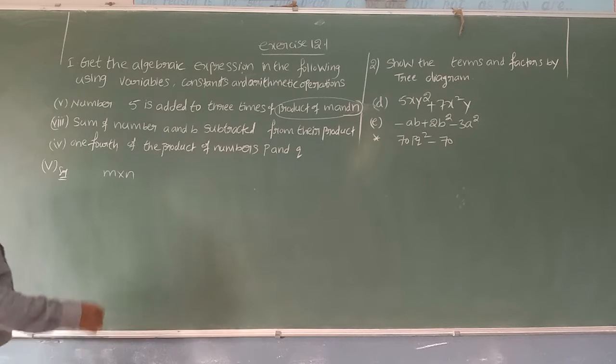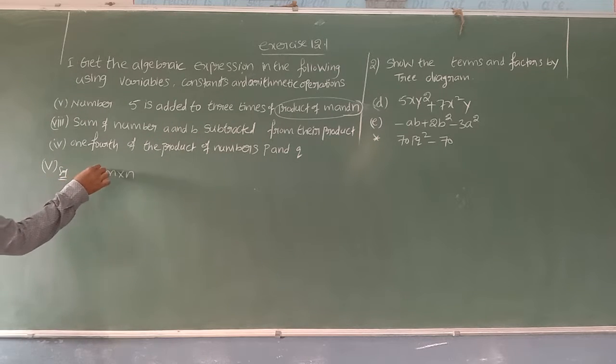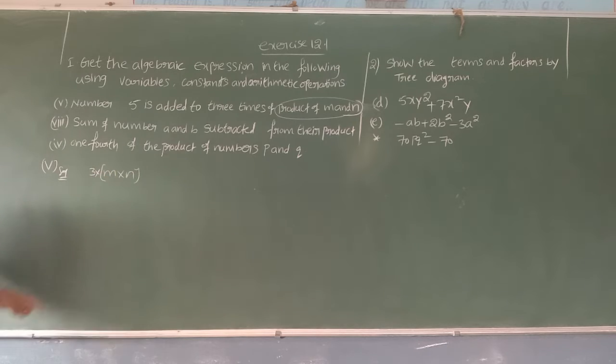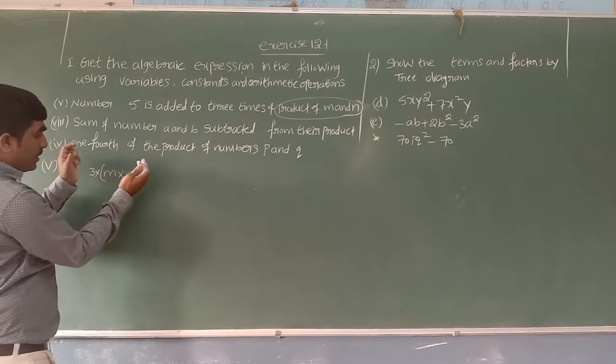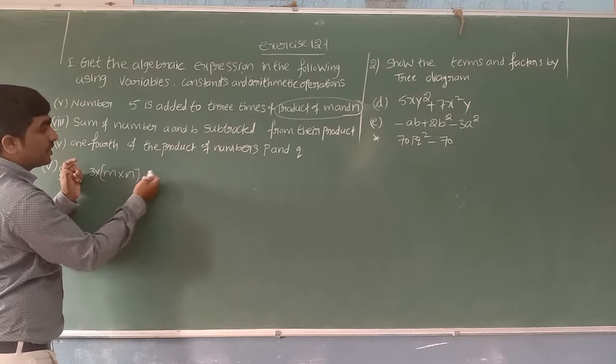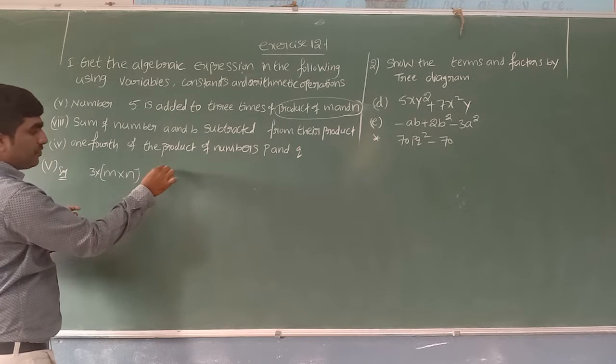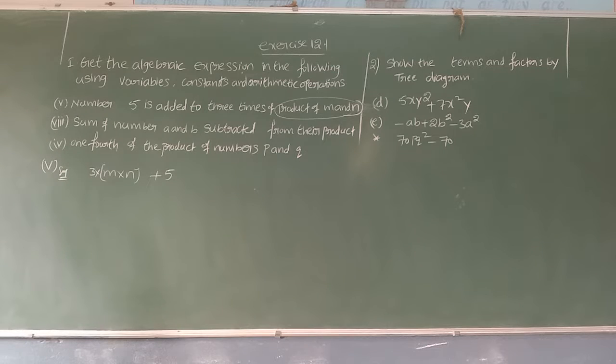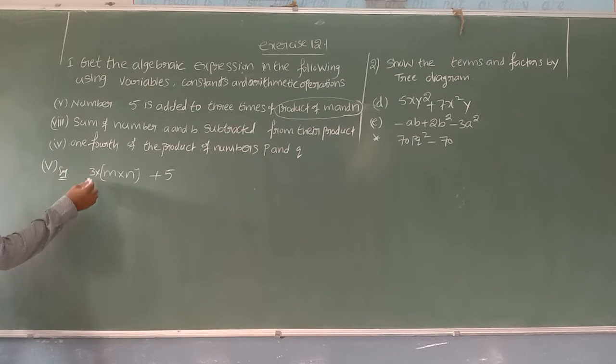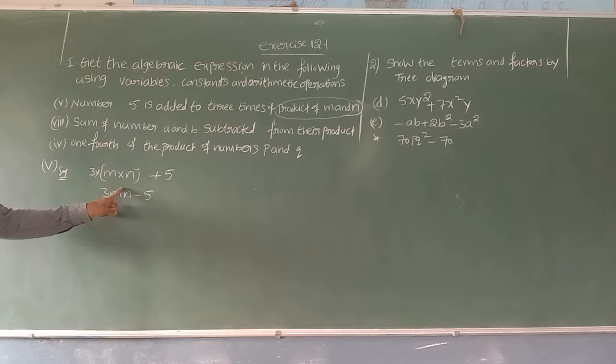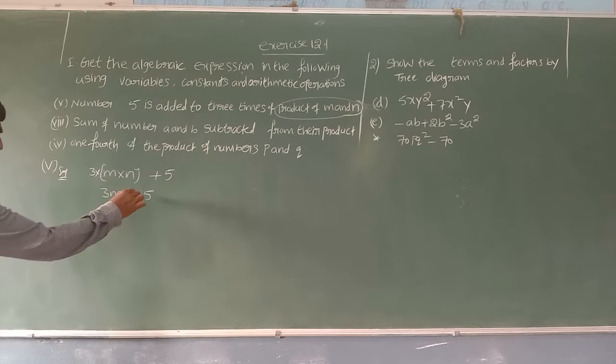3 times of it means we need to multiply by 3. We read this as 3 times the product of m and n. To this 3 times the product of m and n, we need to add 5, so add 5 is plus 5. That's all, that is the way you can write it. If you want to simplify, 3 into m into n, 3mn plus 5. This we can read as 3 times the product of m and n, and 5 is added to that product.